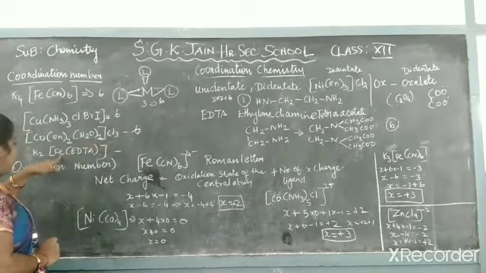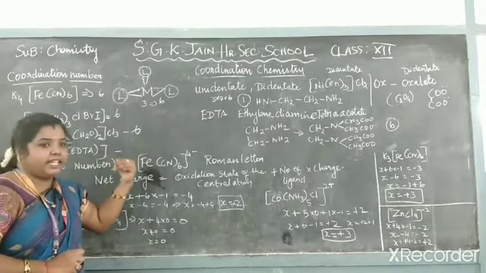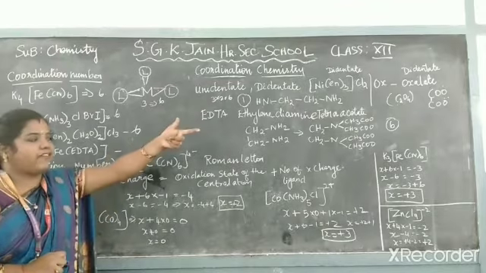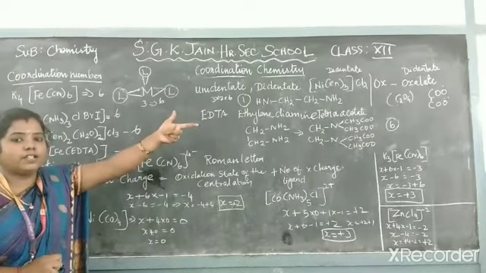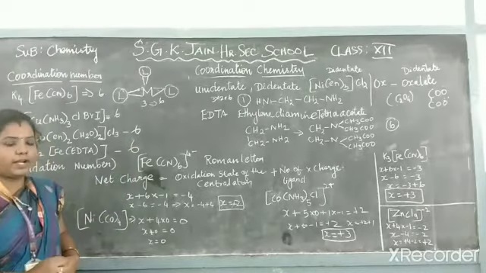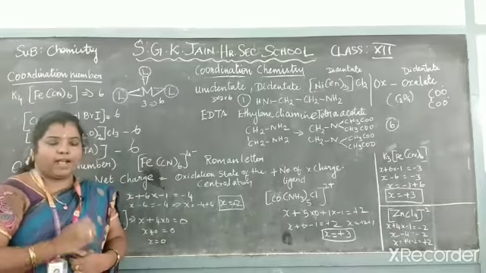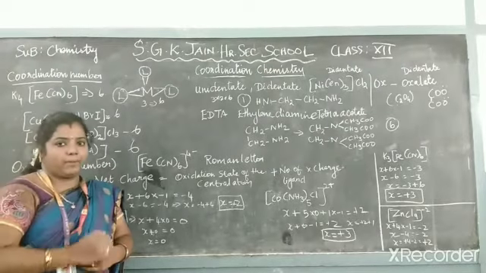Then for this Fe-EDTA, based on the number of ligands, if it is EDTA, what is the coordination number? We have found that here: it is 6. So 6 is the coordination number. This is the way you have to find the coordination number. Have you all understood? This is a very important concept.